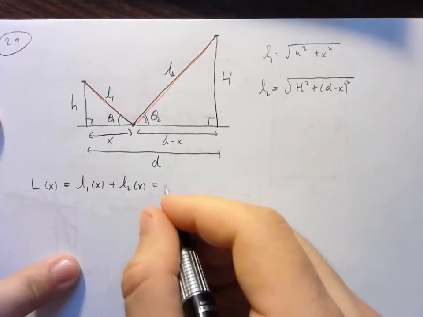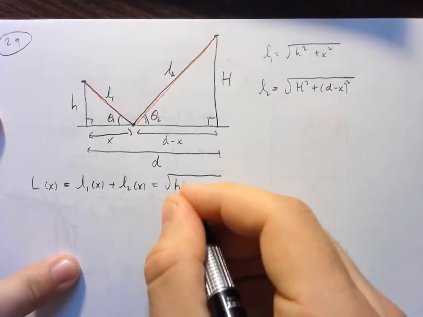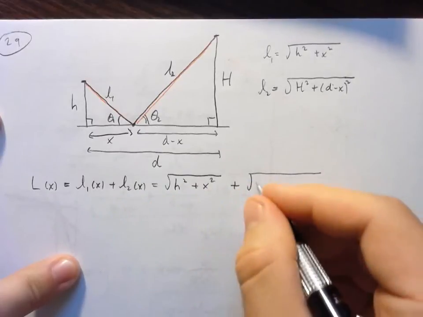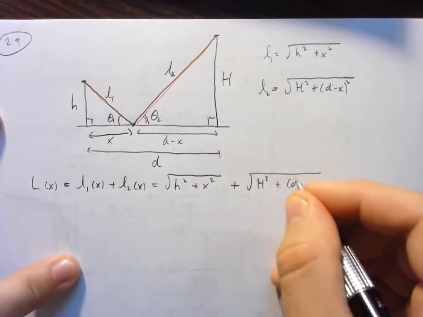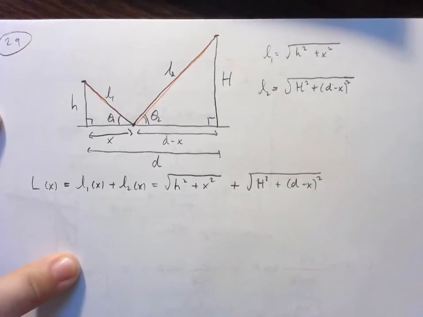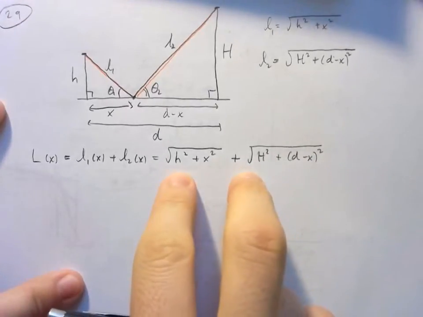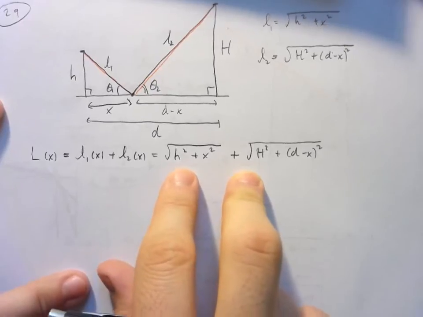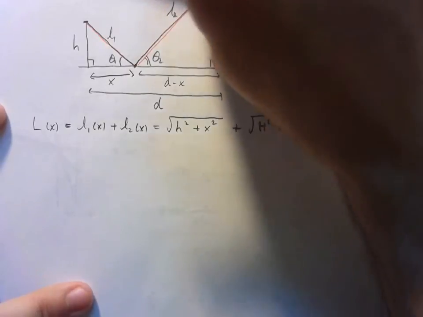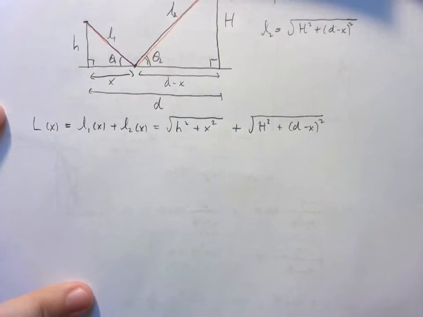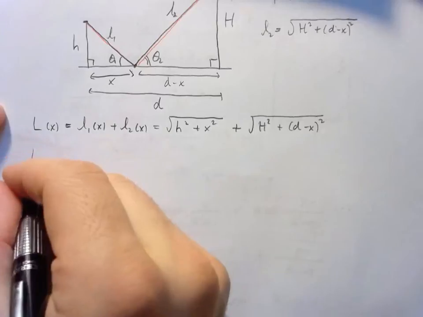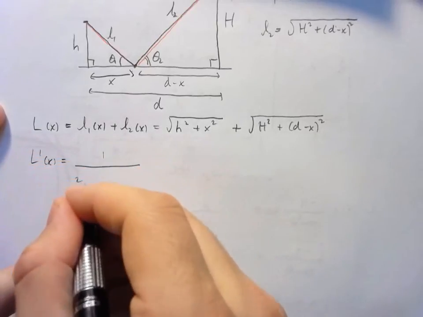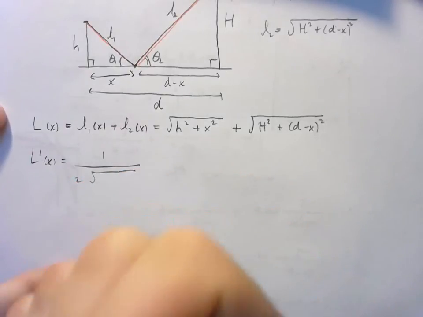So I just get the square root of little h squared plus x squared plus the square root of capital H squared plus d minus x squared. Okay, so this is the function that we are now interested in minimizing because we want the least amount of string. Okay, excellent. What do we have? Well, I have to take the derivative, so L prime of x, that's going to be 1 over twice the root for the first term.